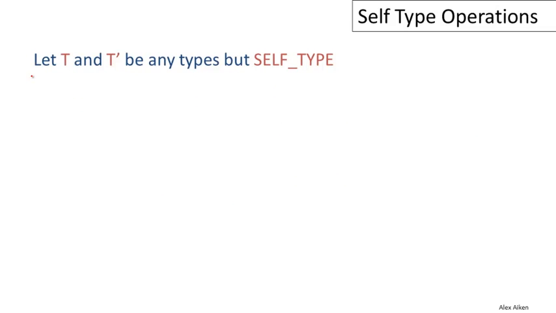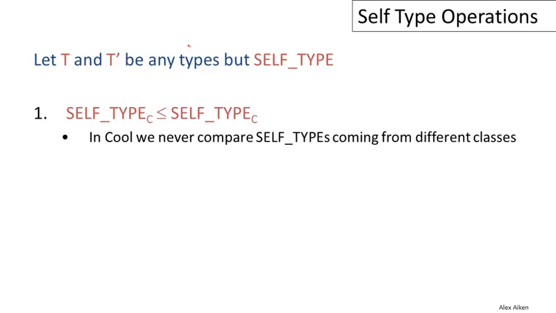So let's begin with the subtype relationship, and in our definition here we're going to use some types T and T prime, and these are just normal class names. They are any class names, but not self-type. So one possibility is that we have self-type on both sides of our subtype relationship, and in that case it's easy to see that self-type sub C should be a subtype of self-type sub C.